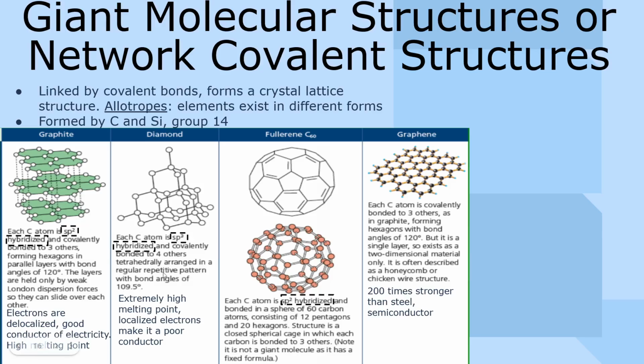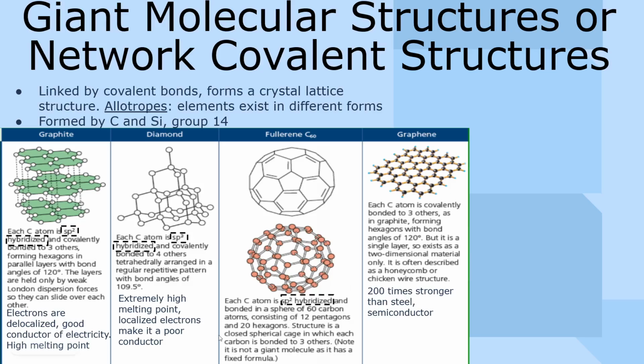This diamond is also going to have an extremely high melting point, but it's going to be a poor conductor of electricity because it has localized electrons. So instead of being able to slide over each other, they just kind of exist in this space, with a bond angle of 109.5 degrees. C60 fullerene is also important to remember. You'll often want to call it a shape of hexagons and pentagons formed in a soccer ball shape if you're ever asked to describe how it looks or its geometry.